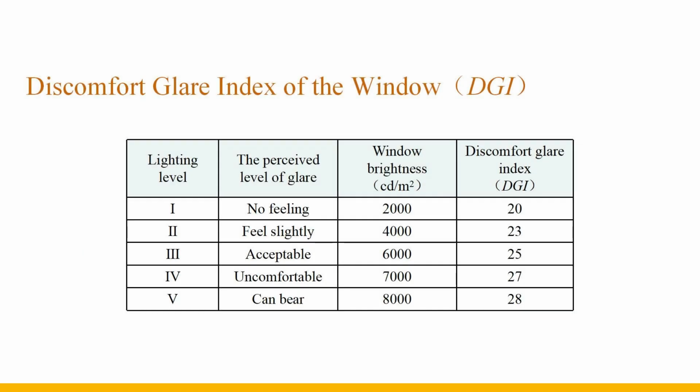The position of the side window is low, which easily forms uncomfortable glare. For this reason, the lighting standard specifies the window discomfort glare index (DGI) according to each lighting level. The glare index mainly depends on the window brightness. The following measures are required to reduce glare.